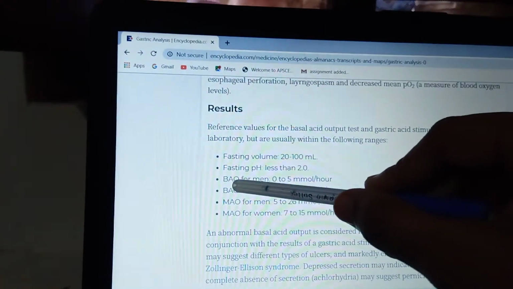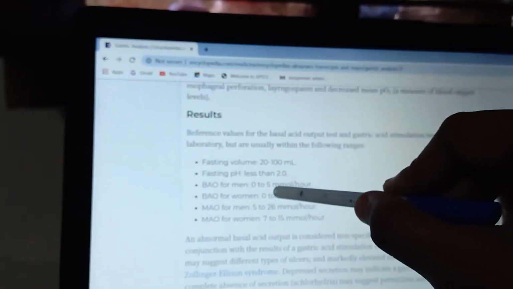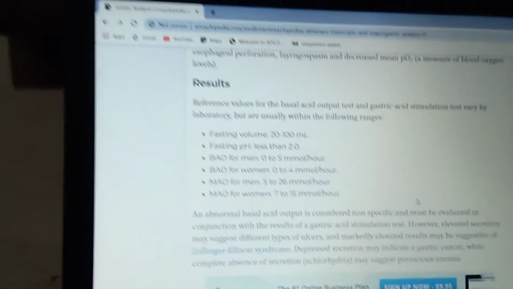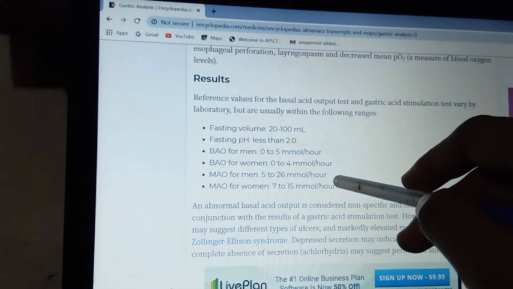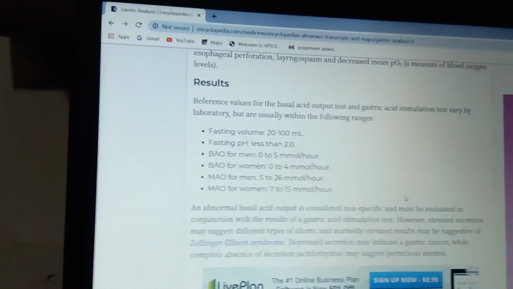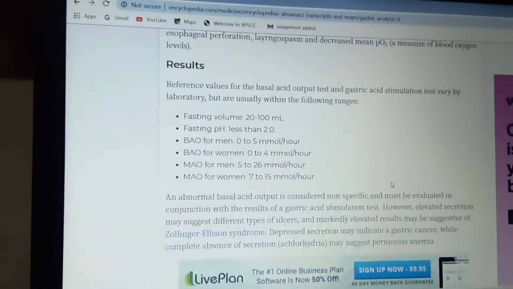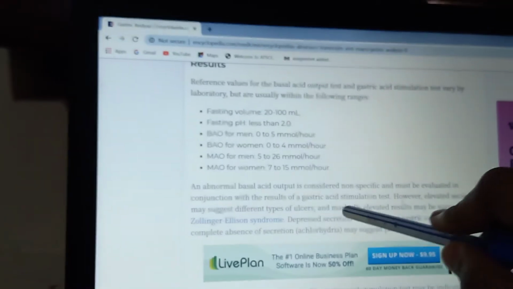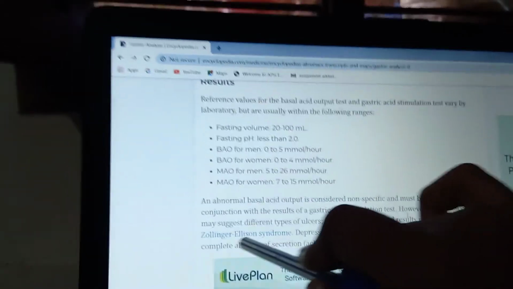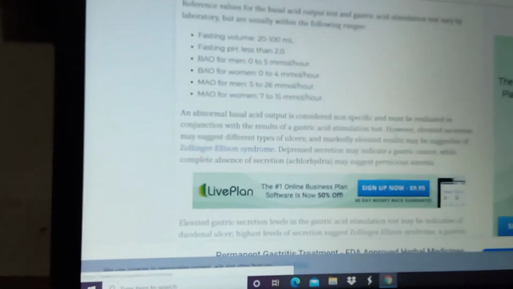And basal acid output for men is how much? 0 to 5 millimoles per hour, and basal acid output for women 0 to 4 millimoles per hour. Maximal acid output for men is 5 to 26 millimoles per hour, whereas maximal acid output for women is 7 to 15 millimoles per hour. By this consideration, if these normal values are exaggerated, meaning increased more than this, you can detect that it is a marked result suggestive of Zollinger-Ellison syndrome. Zollinger-Ellison syndrome is a key term we have already discussed.